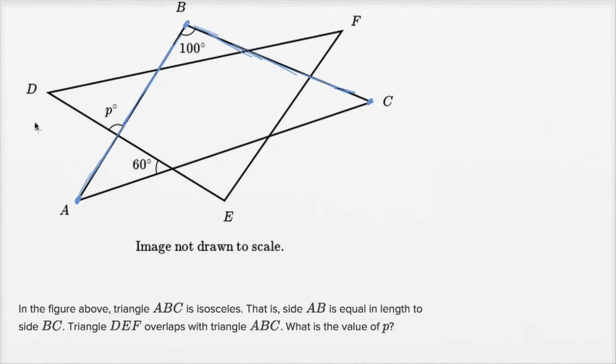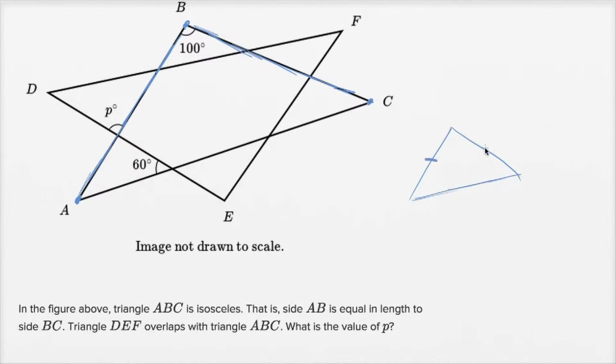Triangle DEF overlaps with triangle ABC. We see that it kind of formed this Star of David, or a skewed Star of David. What is the value of angle P here? All right, let's work through this. So ABC is an isosceles triangle, and I'm going to draw it separately here.